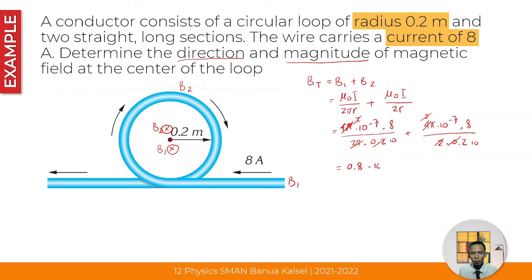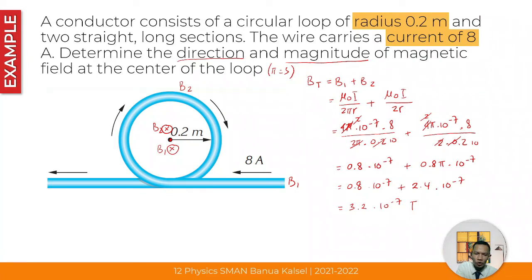So we have 8 per 10, which is 0.8 times 10 to the power of minus 7, plus this one, 0.8π times 10 to the power of minus 7. If we change π, let's say π equals 3, you can get the exact number for this one: 0.8 times 10 to the power of minus 7 plus 2.4 times 10 to the power of minus 7. So we will get 3.2 times 10 to the power of minus 7 Tesla. It is the total. Check again, and if there is a correction, you can tell me.